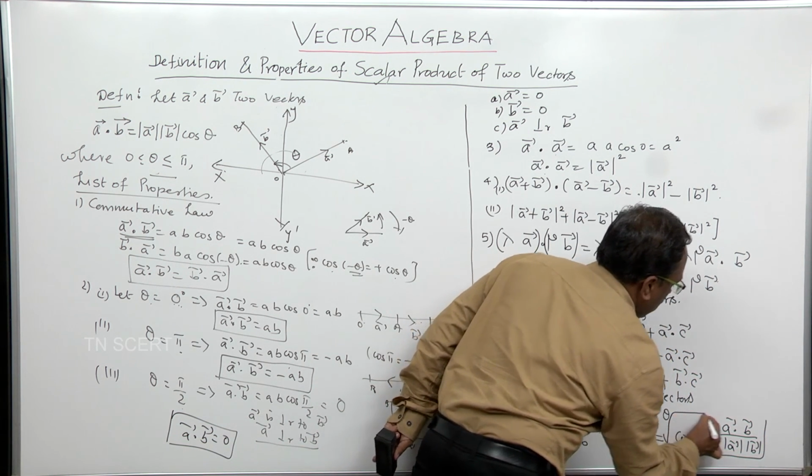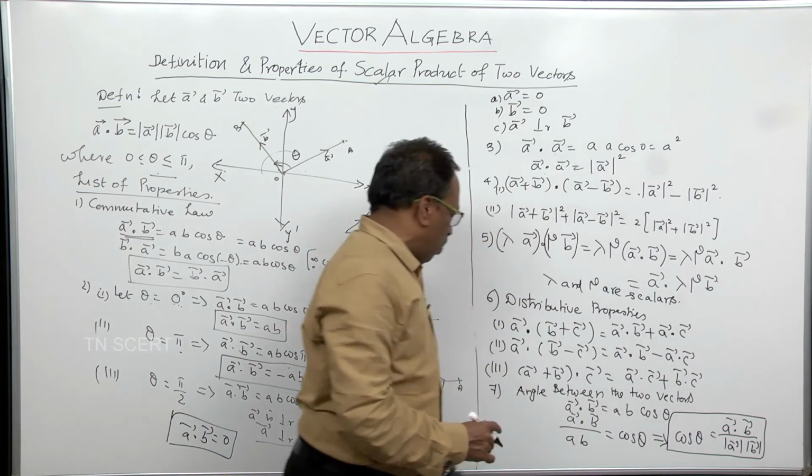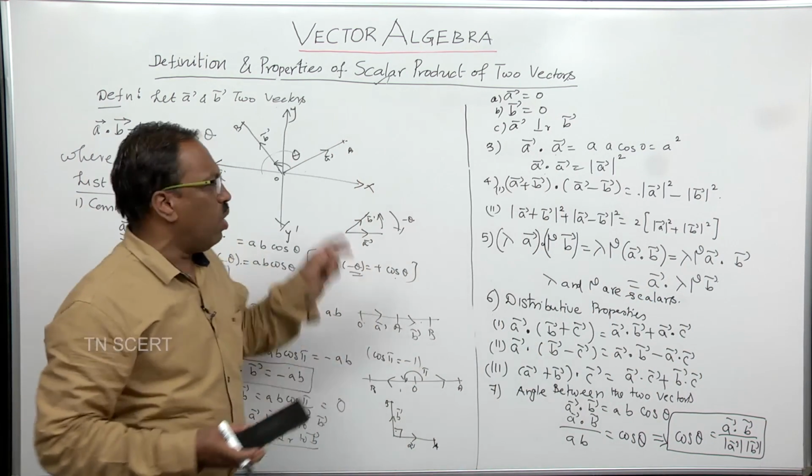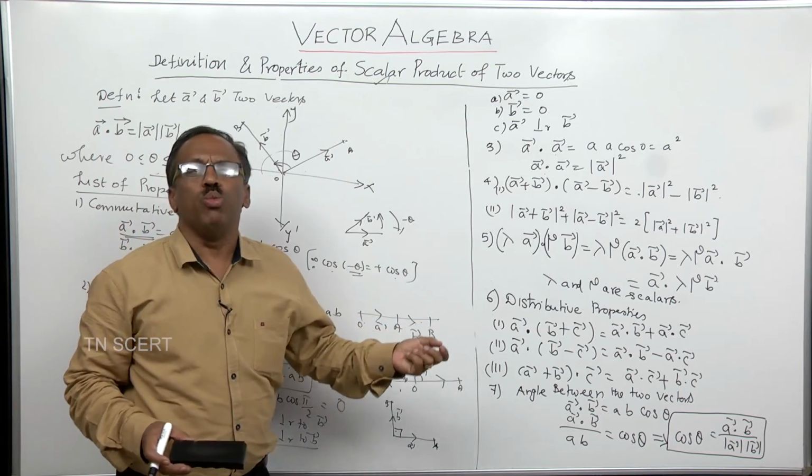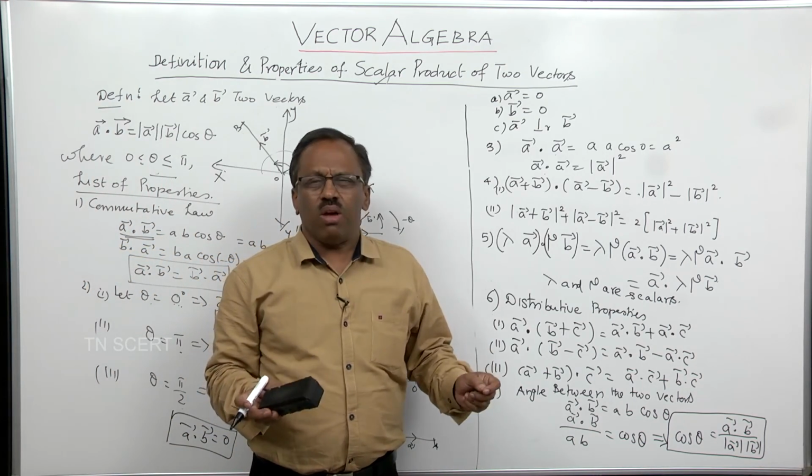So this is the way I can define all the 7 properties. Still a few more properties are there, we will discuss.